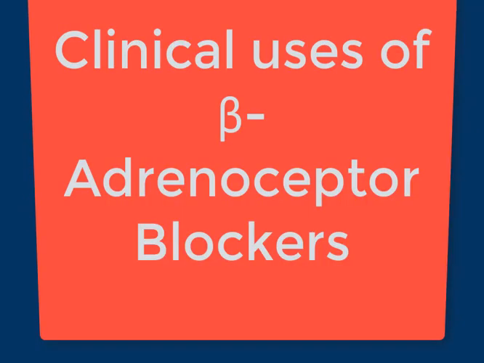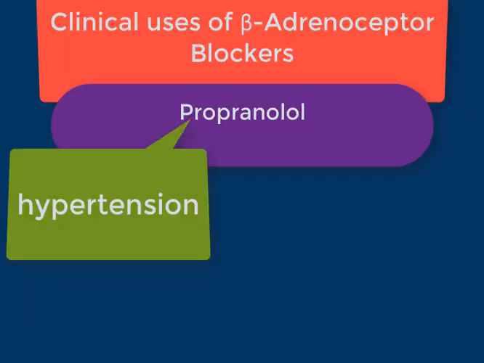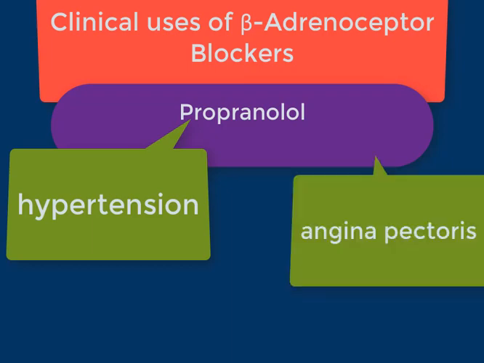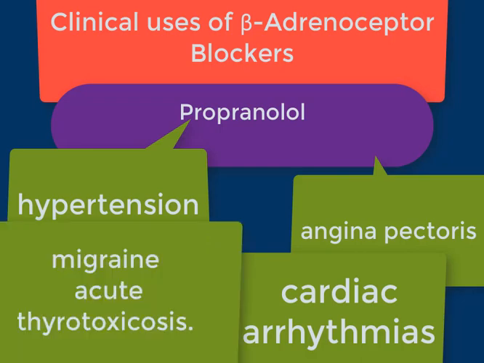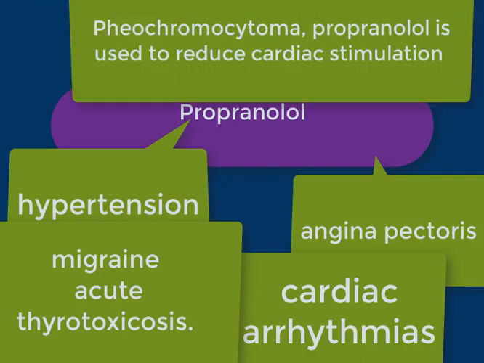Beta blockers are used for several clinical indications. We will study them drug-wise. Propranolol. Propranolol is used for the treatment of hypertension. Propranolol is used in angina pectoris because it reduces cardiac workload and myocardial oxygen demand. Propranolol is also used in cardiac arrhythmias. Propranolol is also used to prevent migraine headache and as adjunctive therapy in the treatment of acute thyrotoxicosis. In patients with pheochromocytoma, propranolol is used to reduce cardiac stimulation caused by circulating catecholamines released from this adrenal medullary tumor.